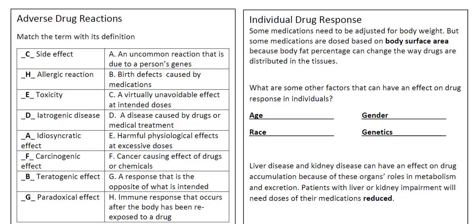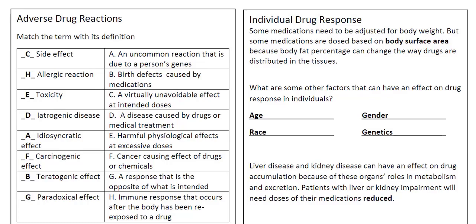Some medications need to be adjusted for body weight in order to have the intended effect. Some medications are even dosed based on body surface area because body fat percentage can change the way drugs are distributed in the tissues. One example of a type of medication that is commonly dosed based on body surface area is chemotherapy for cancer.